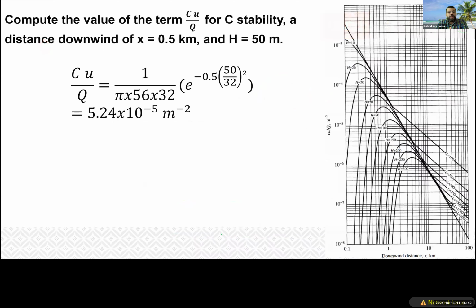So for example, here, compute this value for stability C at a distance of X equals 2.5 kilometers and H equals 50 meters. So we can calculate it. And then at different X's, we can calculate it. You can see that at different heights, we have this curve over here, where this is Cu over Q, here is your X, and here there are different H's. Based on the X and the H, we can calculate different Cu over Q. So this gives us directly the concentration right at the line just in front of it.